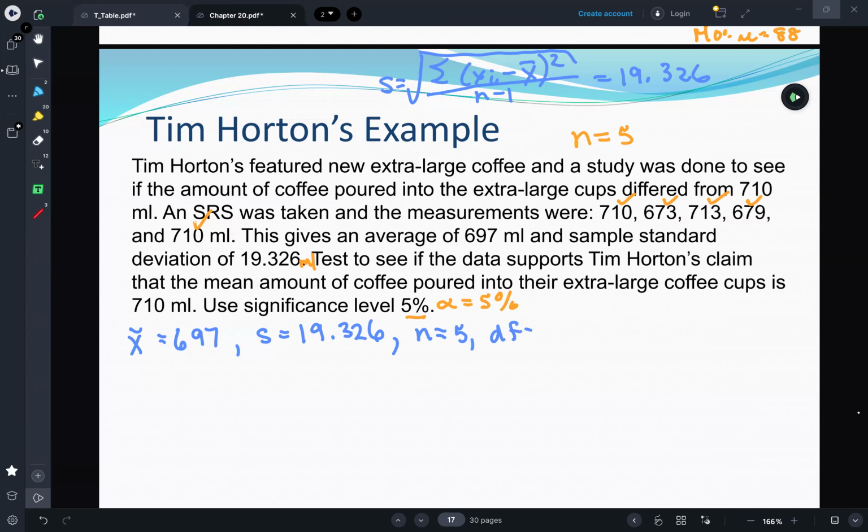That our degrees of freedom is going to be 4. And we need to get our critical value, what they used. What did they use? 95%. Or actually, what are we doing here? We're going to do the test. We're going to conduct the hypothesis test. So let's do that.